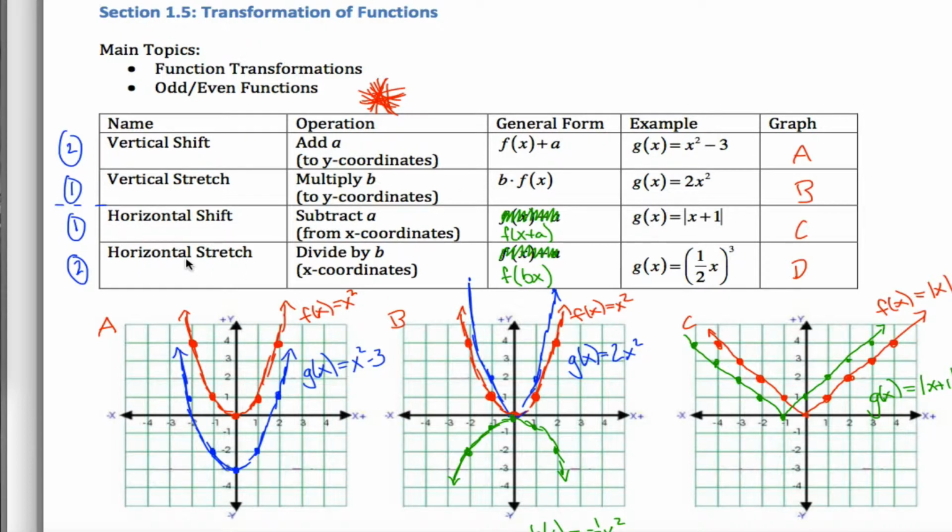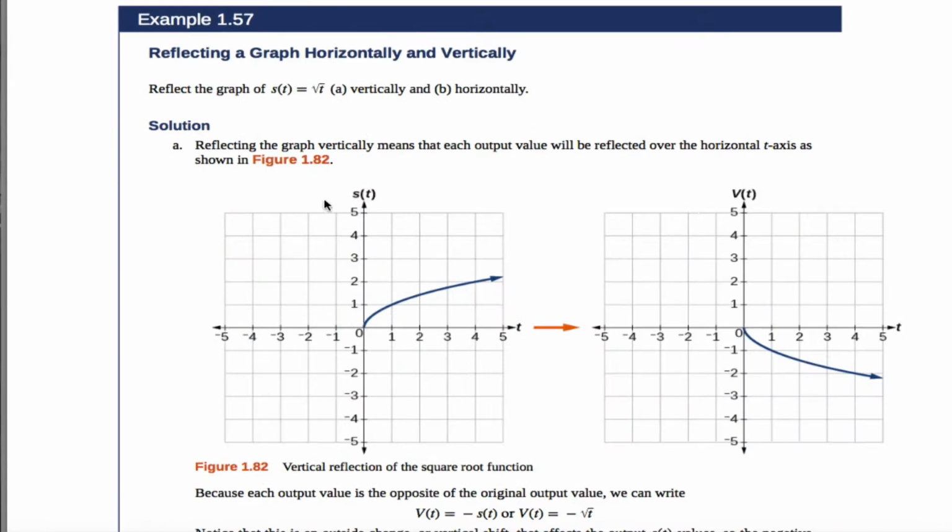And when I talk about my reflection over the y-axis, I'm thinking about a horizontal stretch where I'm dividing all of the x coordinates by -1. So something of this form, except playing the role of b is -1. So reflect the graph of this vertically and horizontally.